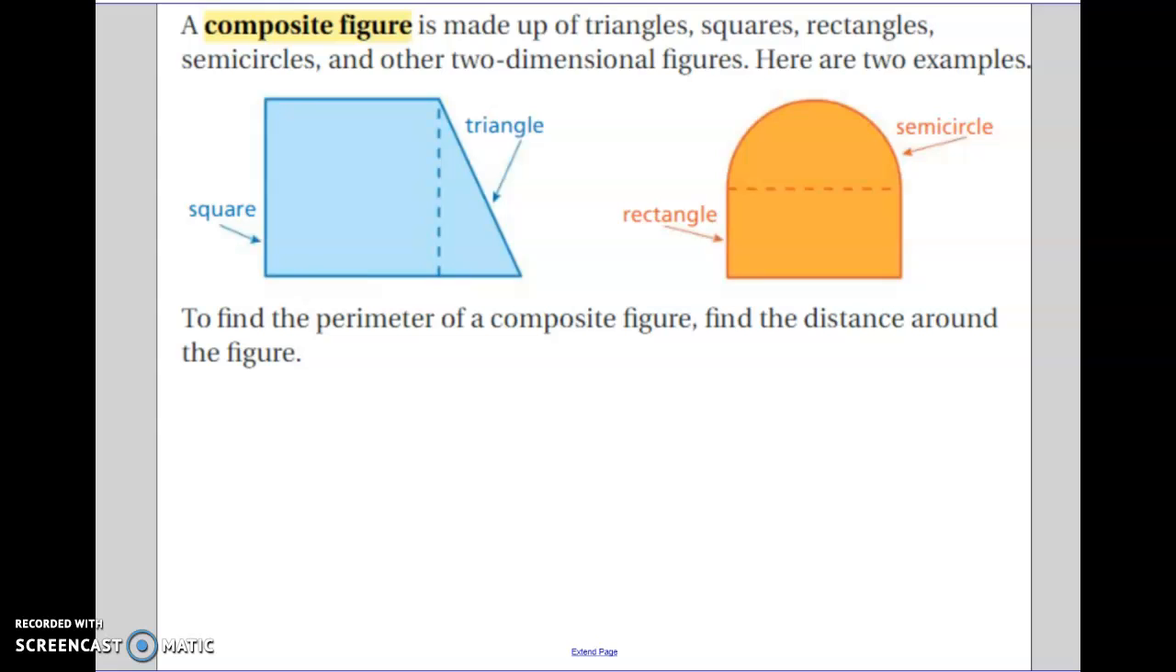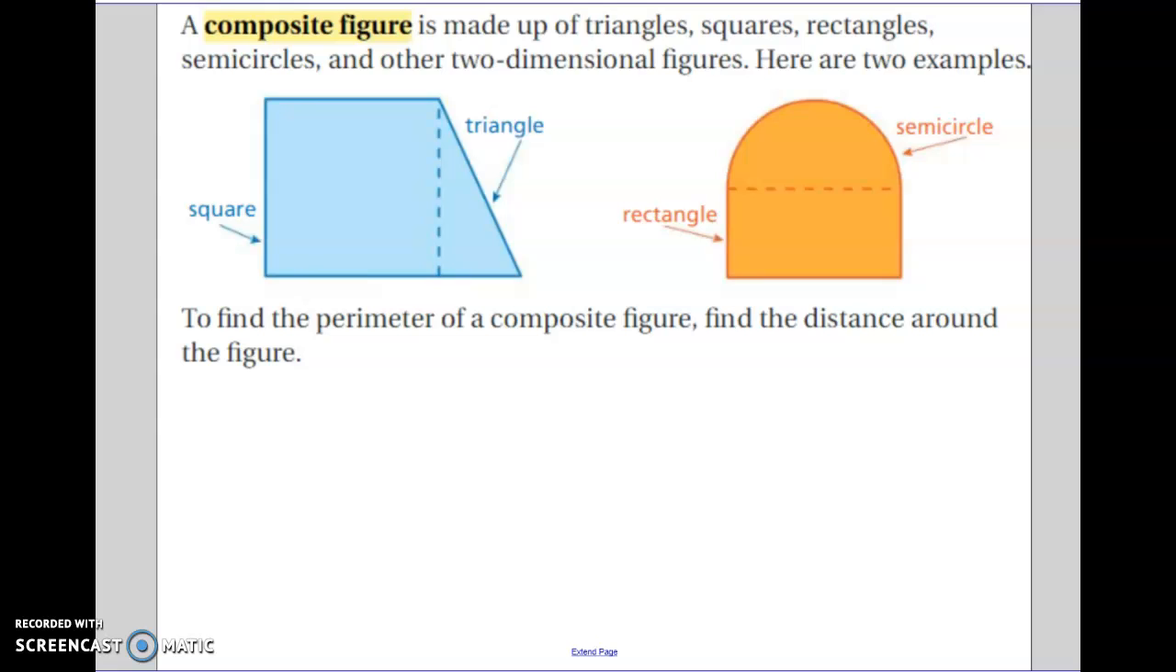Here's your 8.2 mini lesson for today's practice activity. We're talking about finding perimeter of composite shapes. Remember, we talked yesterday a little bit about composite shapes just being one shape made up of multiple different shapes. So here is your definition of a composite figure.